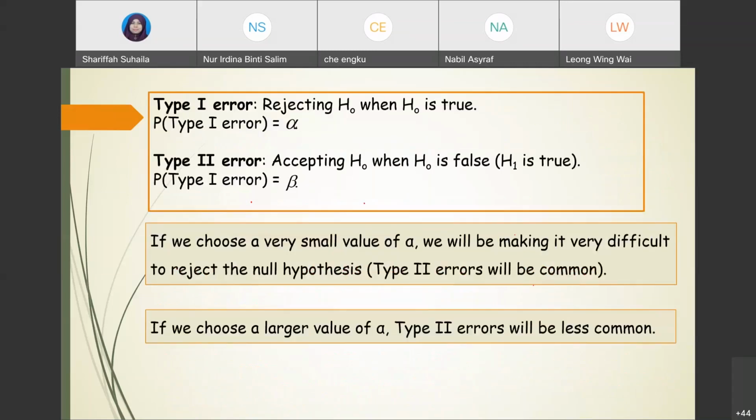Okay. And then you have type 1, type 2. Okay. In our first year statistic, we also mention about type of errors. Either type 1 error ataupun type 2 error. Kita define je. But normally, what we use is type 1 error in your first year statistic. Okay. But during your final year here, okay, for this syllabus, both definition, you need to know.